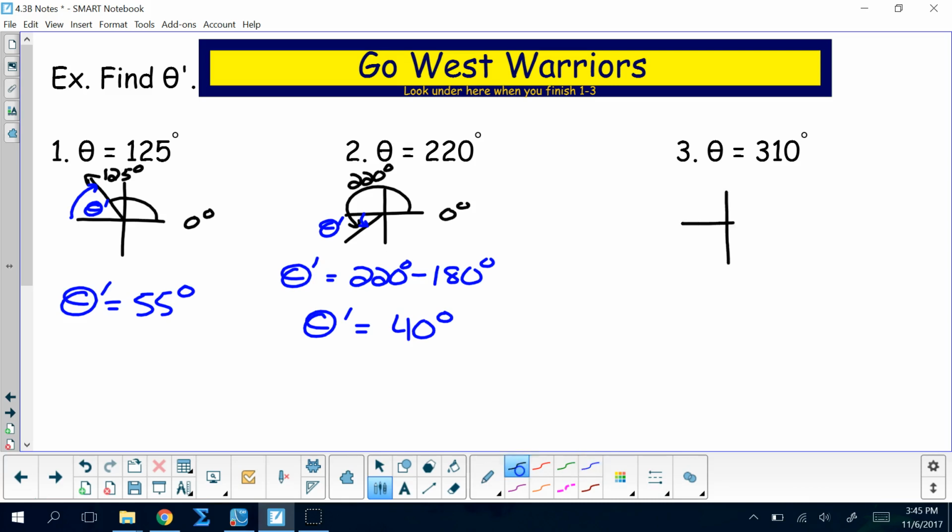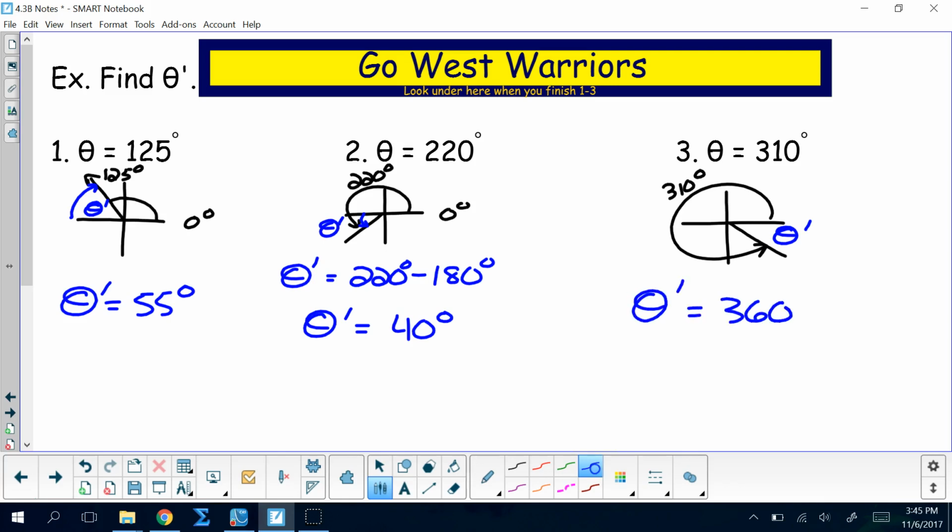Third one, 310 degrees is somewhere down here. So my reference angle is here. So that's going to be 360 minus my theta, which in this case was 310. So my reference angle is going to be 50 degrees.